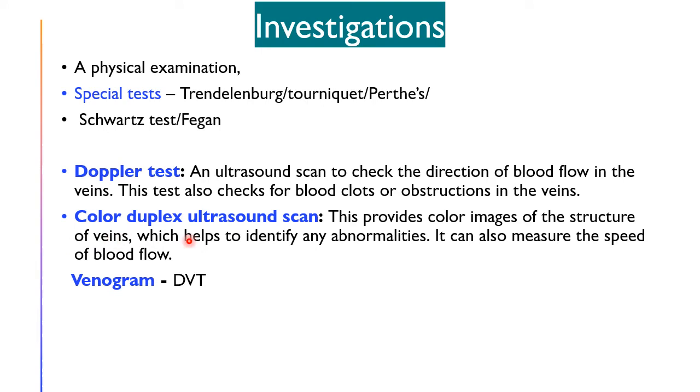Nowadays, with color duplex ultrasound, we have color images of the structure of veins, which helps to identify any abnormalities and can also help to measure the speed of flow. So any regurgitation or slowing down of the flow of blood can be detected by means of this color duplex ultrasound.